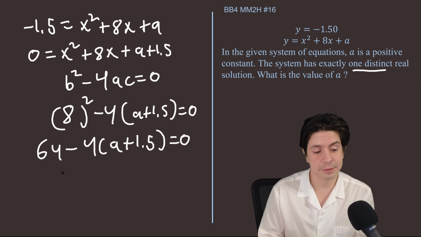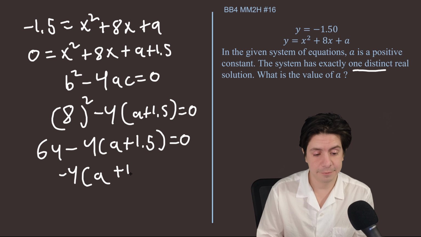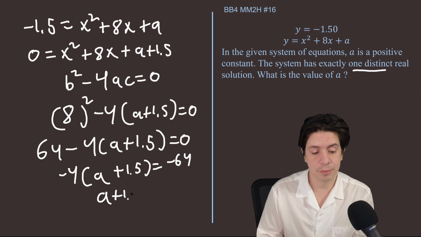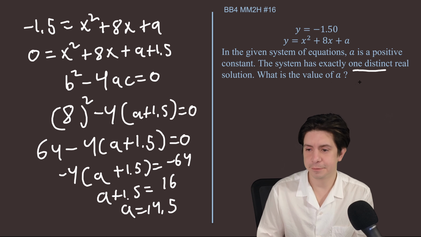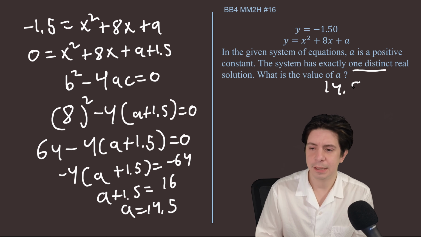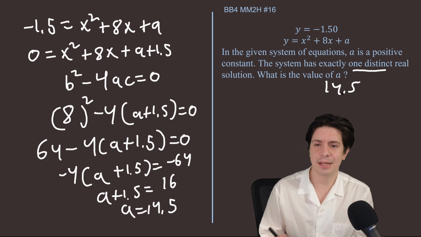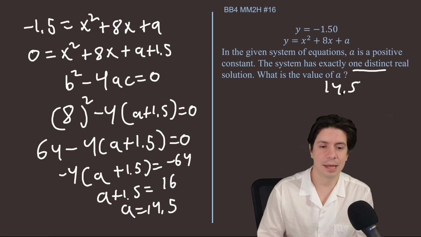And then I'm going to move the 64 over, and I get negative 4 times (a plus 1.5) equals negative 64. Divide by negative 4. a plus 1.5 equals 16. Subtract 1.5. a equals 14.5. Okay, definitely a tricky one. Not as bad as the HKJ question, but still hard. You need to understand discriminants, and you need to be careful about the a plus 1.5.